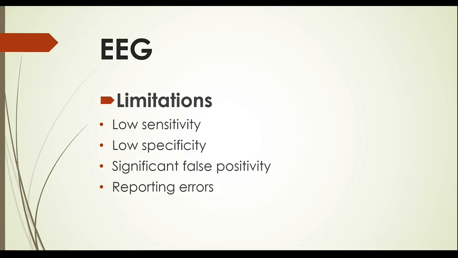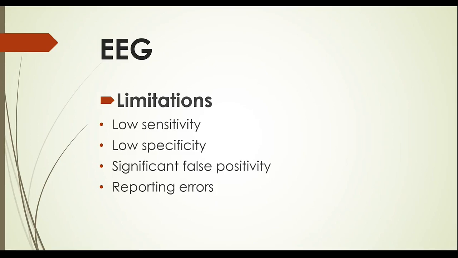So EEG has a lot of limitations. It has fairly low sensitivity and low specificity. If you do EEGs in a normal population of children, you might get some EEG abnormalities, but you don't start anticonvulsants. And if you do EEG on a child with definite epilepsy, you might get a normal EEG. It doesn't mean that you don't have to start anticonvulsants. You have to. So that means it has low sensitivity and low specificity as well.